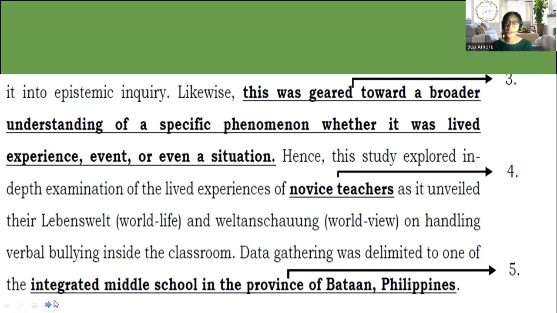So please pass your notebook every Friday. As soon as you answered it, you can pass it earlier. And we can check it and we can have our question and answer portion. So you will have a deeper understanding what is scope and delimitation and how are you going to write this. So we're going to actually apply this in our classroom.